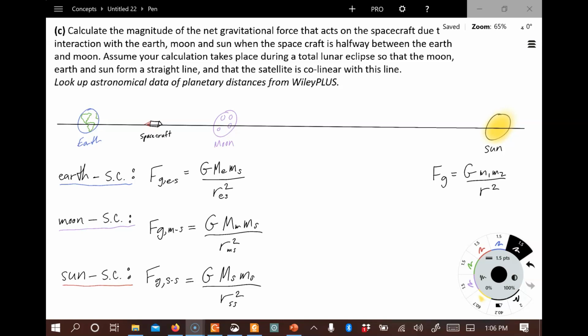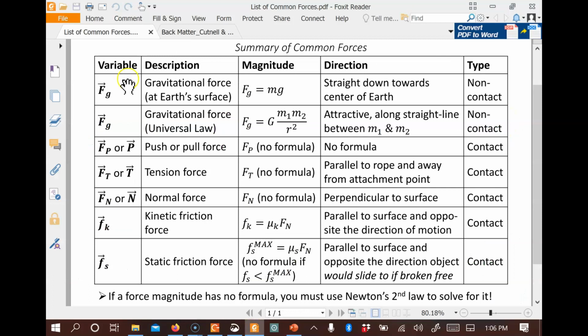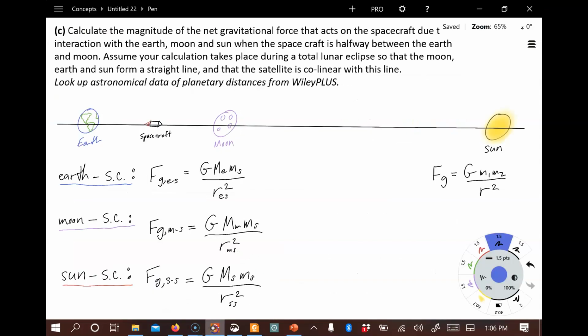Now we need to figure out what is the direction of these force vectors so we can draw the forces right on the spacecraft. So let me start with the Earth. As we saw from the summary of common forces, for the universal law of gravity, it is an attractive force along a straight line between M1 and M2. So Earth is going to be pulling the spacecraft towards it along the line connecting the two. So this is your force of gravity between the Earth and the spacecraft, right?